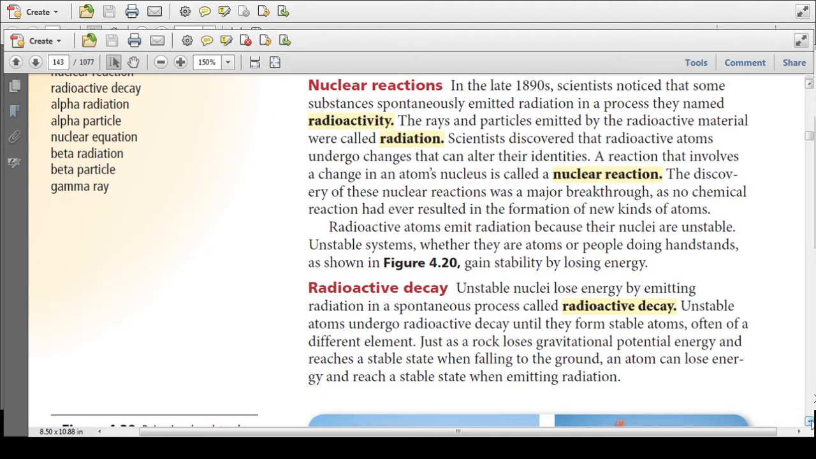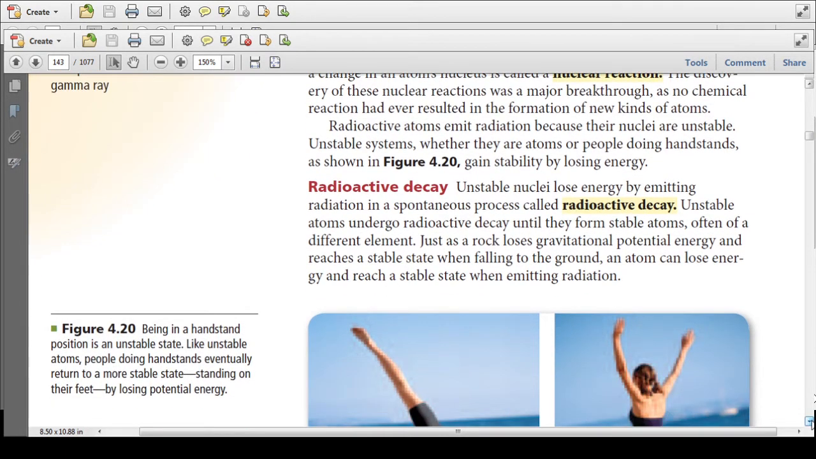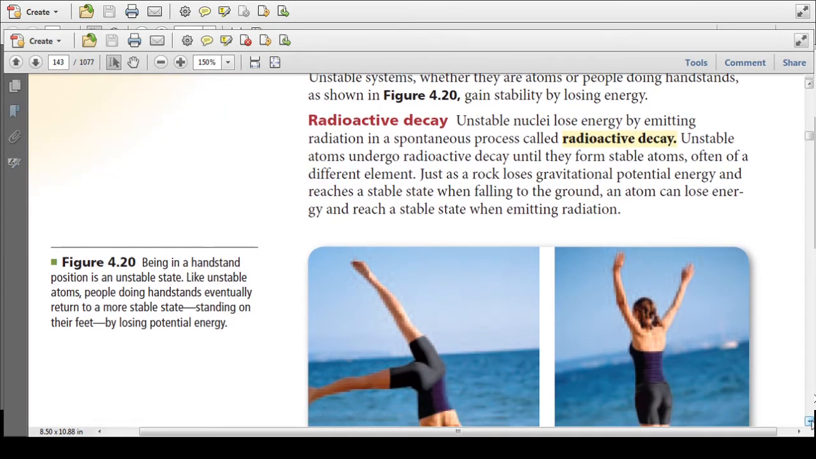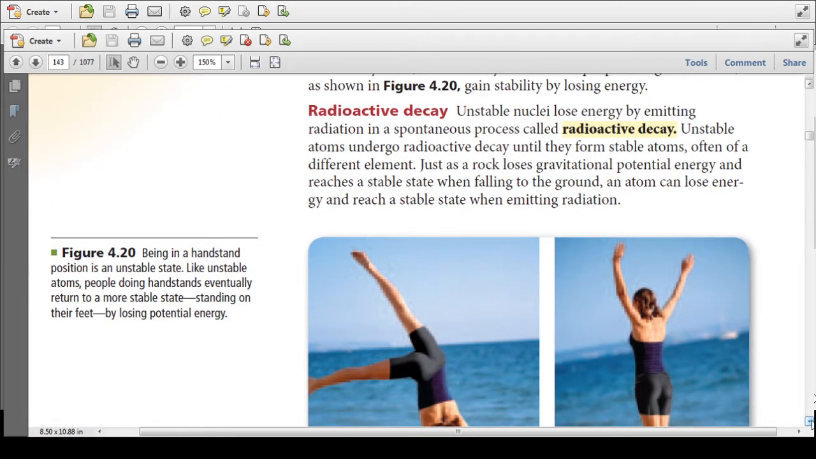Radioactive atoms emit radiation because their nuclei are unstable, and unstable systems, whether they're atoms or people doing handstands, gain stability by losing energy. Unstable nuclei lose energy by emitting radiation in a spontaneous process called radioactive decay. Unstable atoms undergo radioactive decay until they form a stable atom, often a different element.